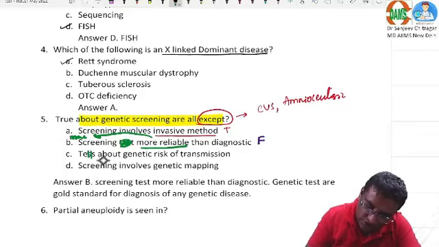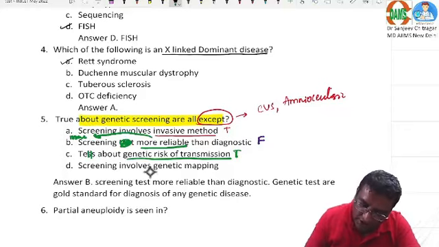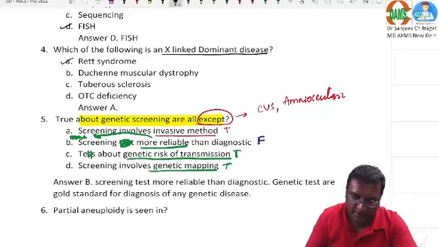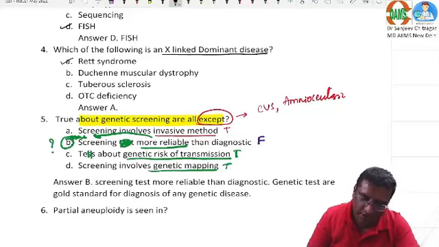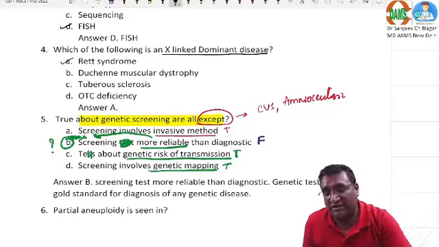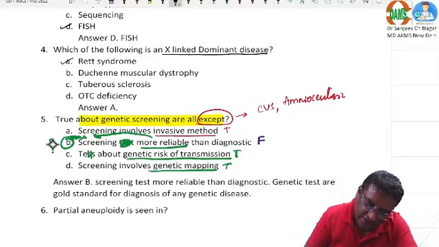Next, it tells about genetic risk of transmission. This is a true statement. Now, screening involves genetic mapping. Of course, sometimes it involves genetic mapping. This is a true statement. That's why I am worried about option B. If it is more reliable for screening than diagnostic, then definitely that is false, and that is the correct answer here because the question was all except.